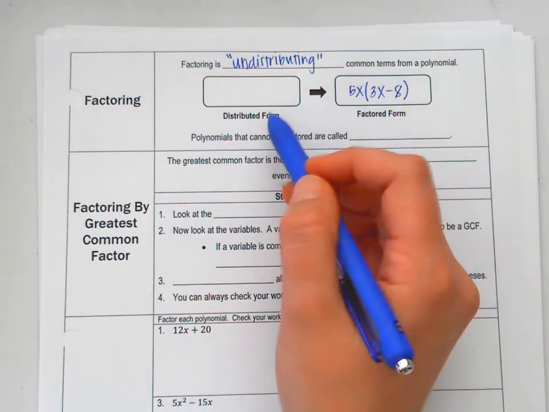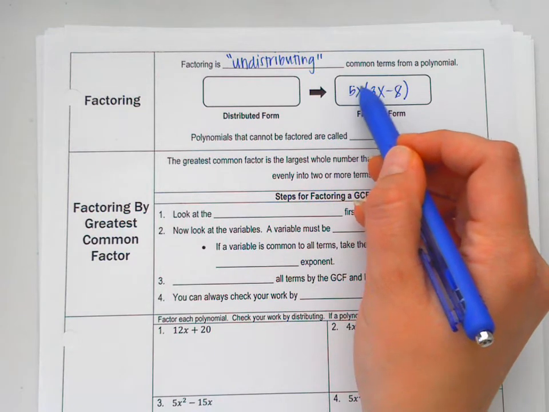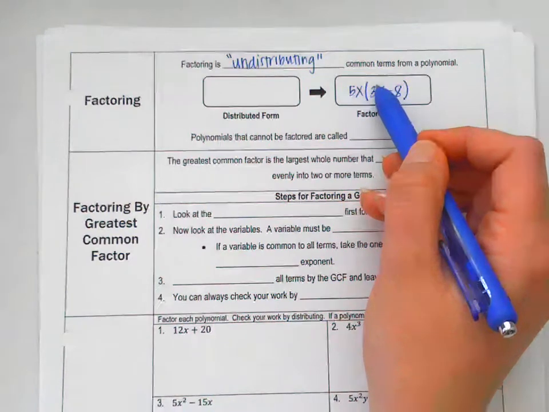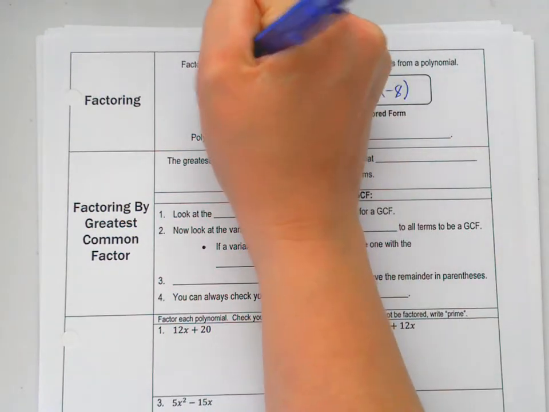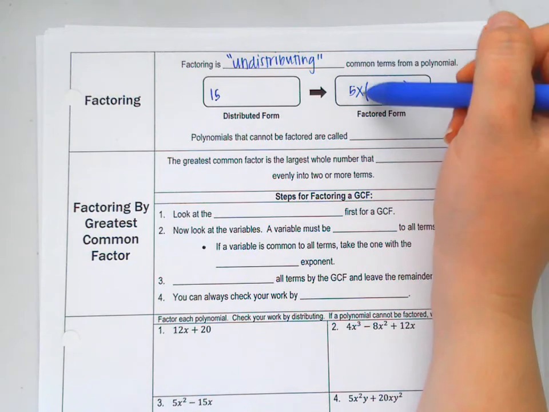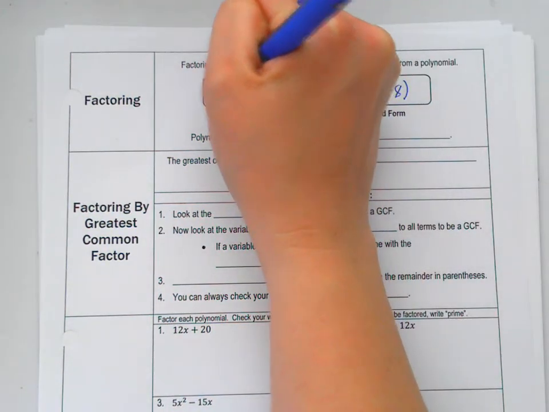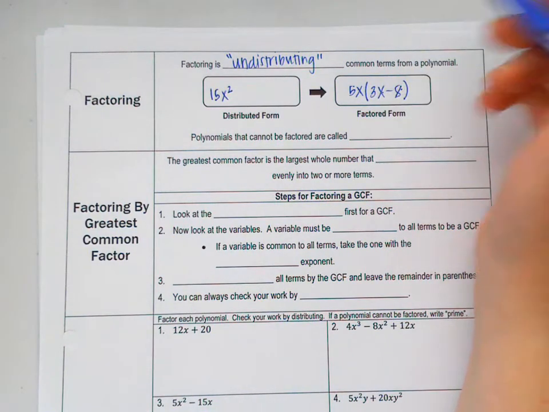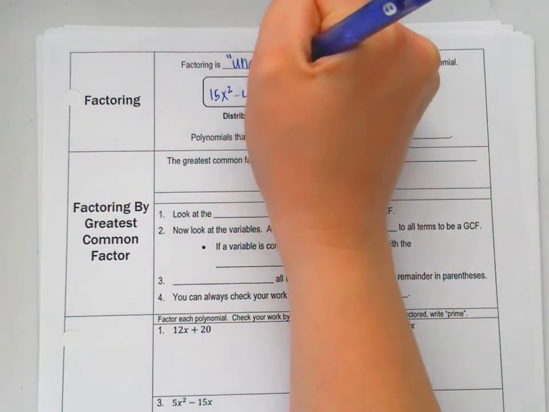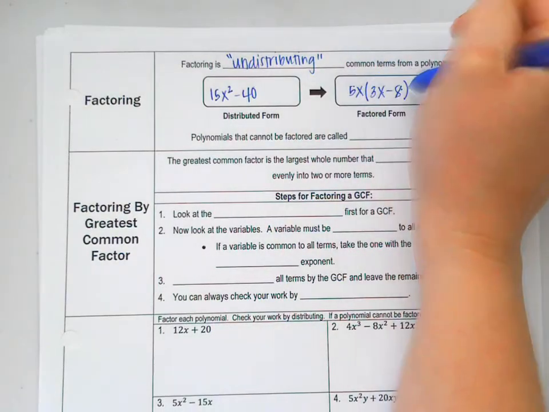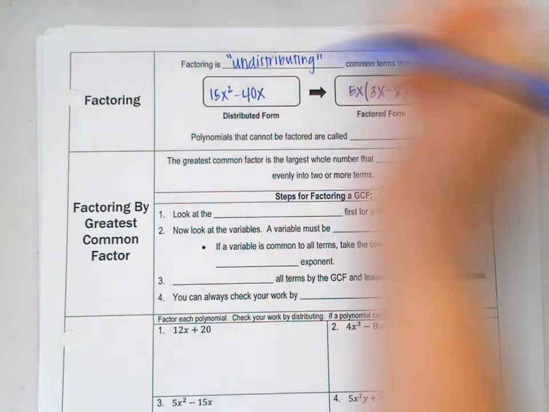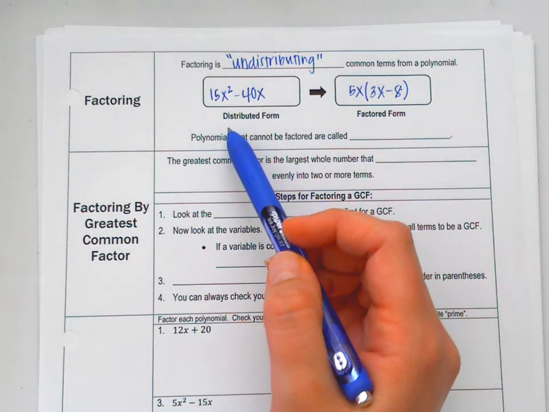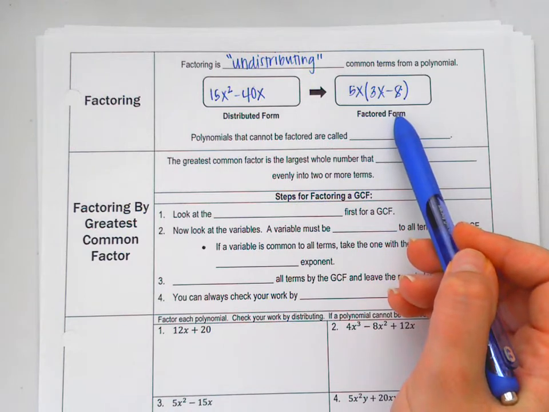Distributed is if I were to distribute this 5x to both terms. So 5x times 3x: 5 times 3 is 15, and x times x is x squared. Then 5x times negative 8: 5 times negative 8 is negative 40, and the x doesn't combine with anything else, so we just leave it as x. Like I said, in this unit we're going from the distributed form to the factored form.